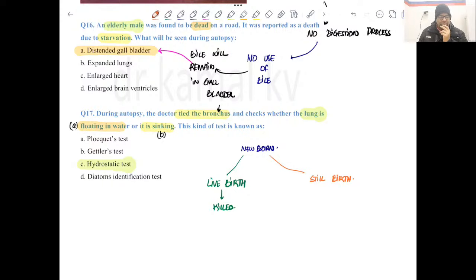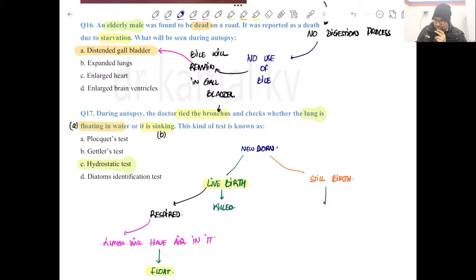Because what happens if the newborn was a live birth? He must have respired. Clear? So the lungs will have air in them, and therefore what will happen if you dip such a lung in the water? It will float, right? So if there is a dead newborn, and if you do the hydrostatic test, and you find that the lungs are floating in water, it means the child was a live birth and then someone has killed that child. Now, on the other hand, what will happen if it is stillbirth?